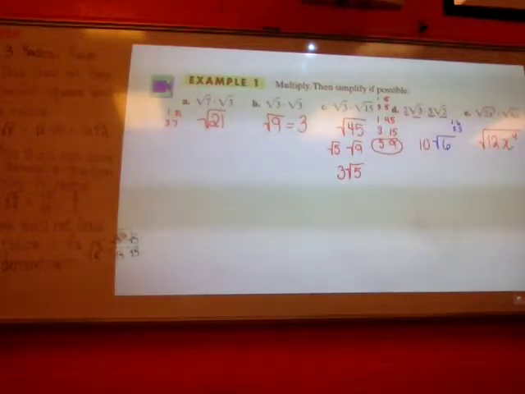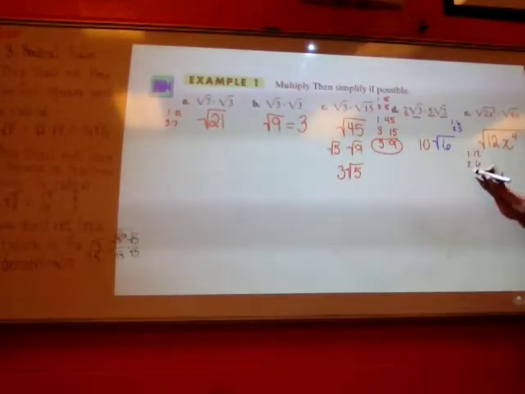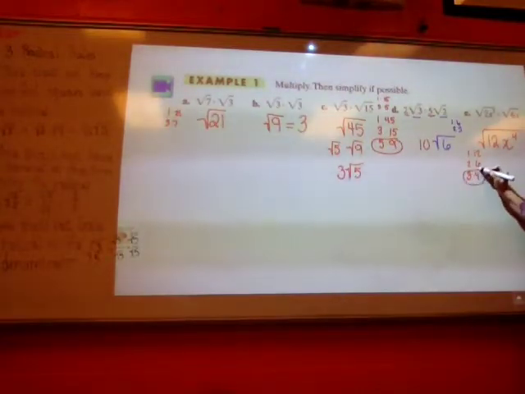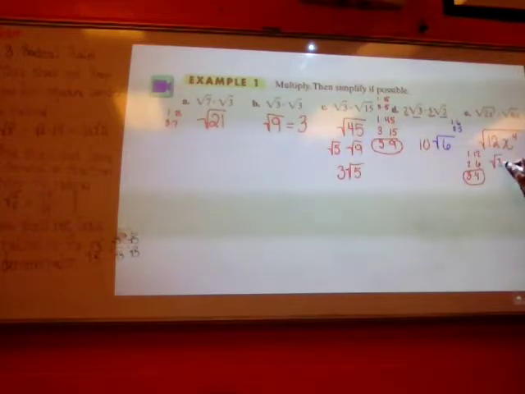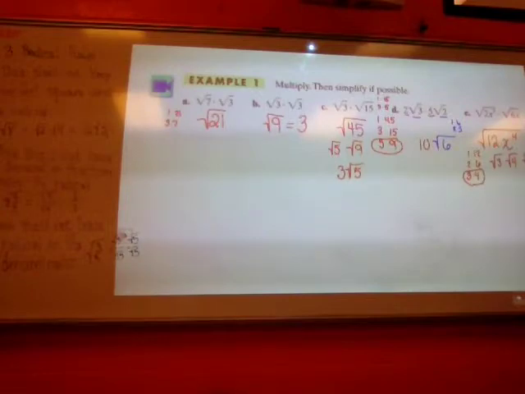So I've got to check it. 12 is going to be 1 and 12, 2 and 6, 3 and 4. Which one am I going to use? 3 and 4. So the square root of 3 times the square root of 4 times the square root of x to the 4th. Don't forget that.